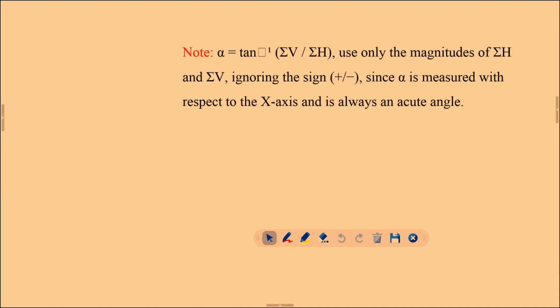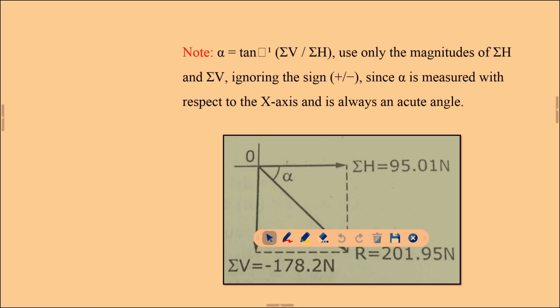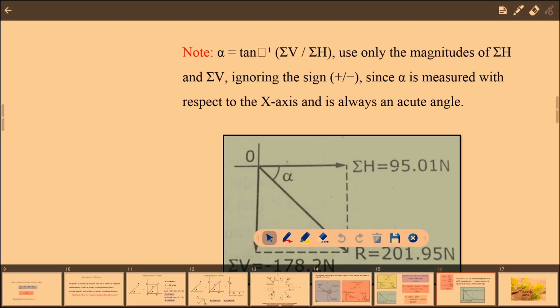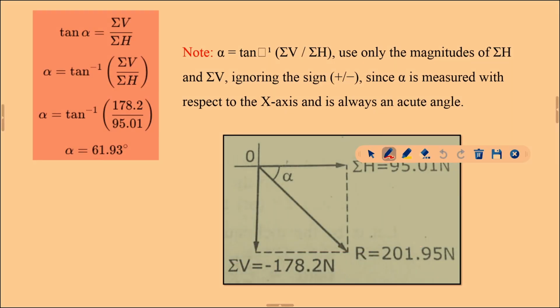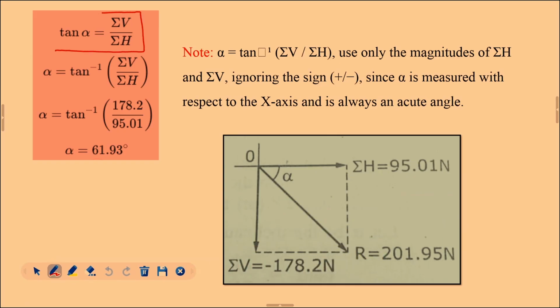Now, before entering into this, in order to determine alpha, how do we find it out? Tan alpha is nothing but summation of V by summation of H. Summation of V we know already, summation of H we already know, only this alpha is missing. So with respect to this case, alpha is tan inverse of both values; you can substitute, and you will get alpha as 61.93 with respect to horizontal.